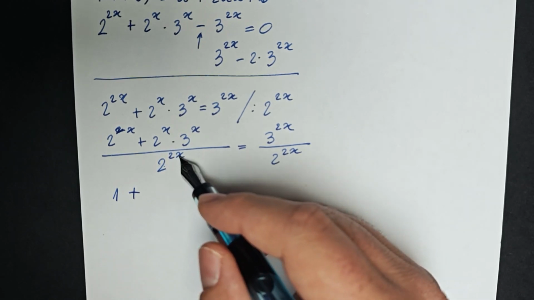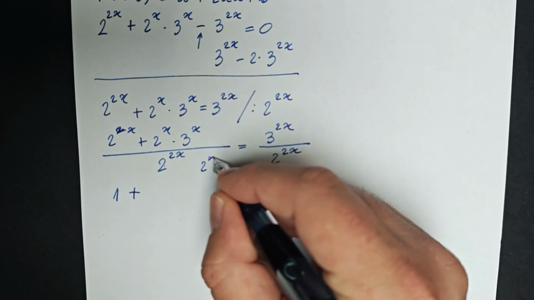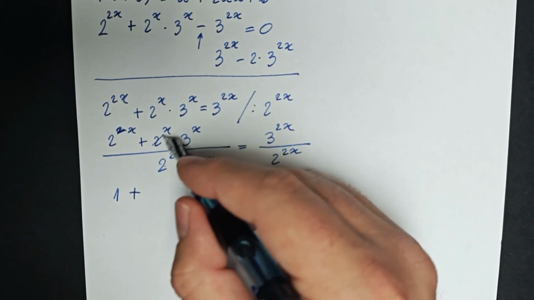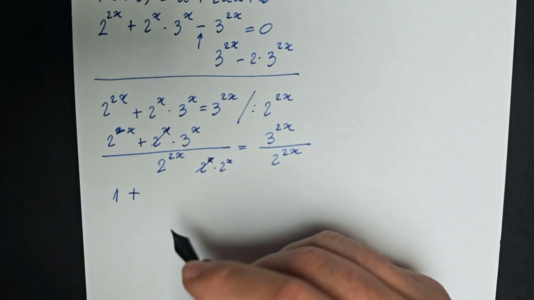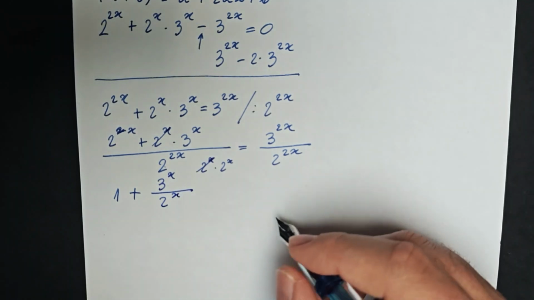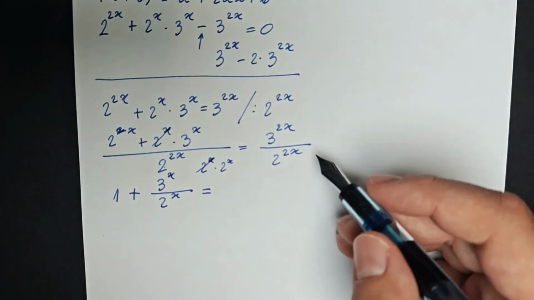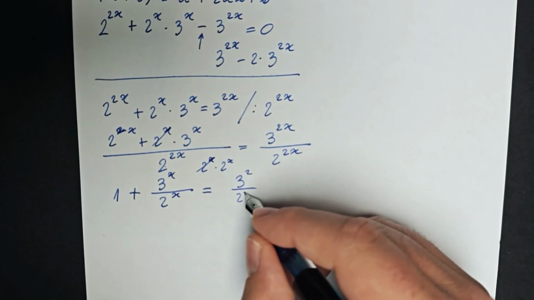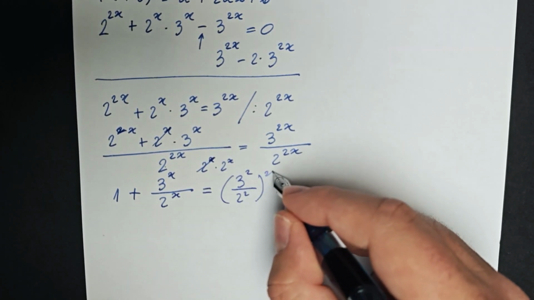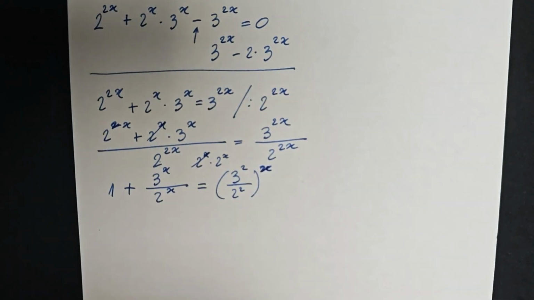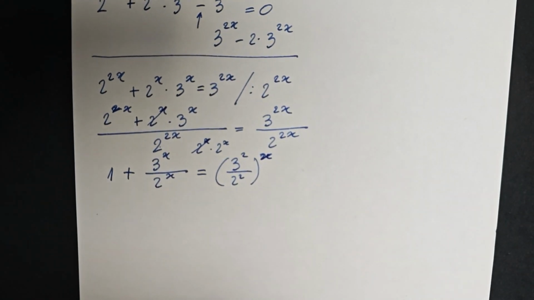This 2 to the power 2x is 2 to the power x multiplied by 2 to the power x, and you can cancel out this 2 to the power x, and you are left with 3 to the power x divided by 2 to the power x. So this is then equal to 3 squared divided by 2 squared, and all of that to the power of x. So at this step it becomes pretty obvious what we are going to do.